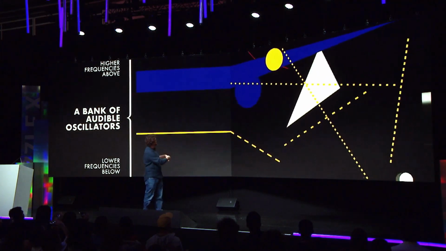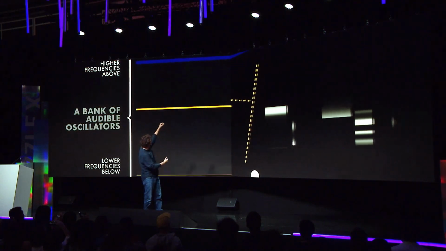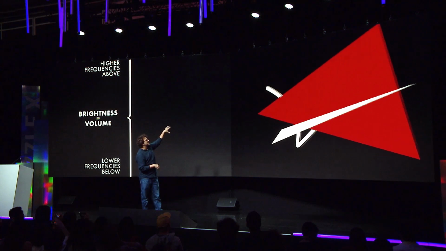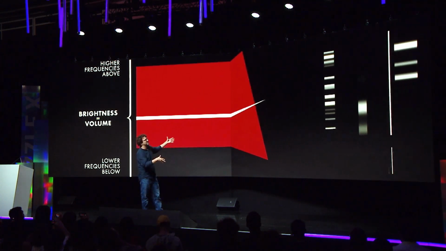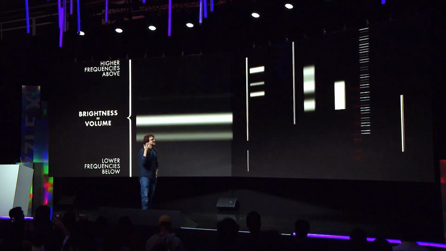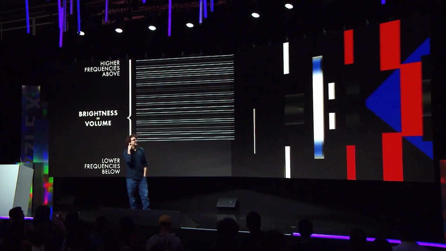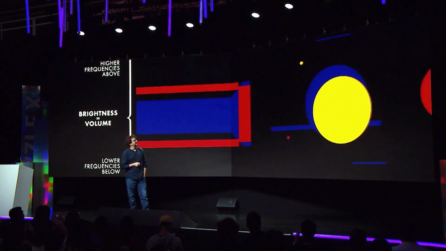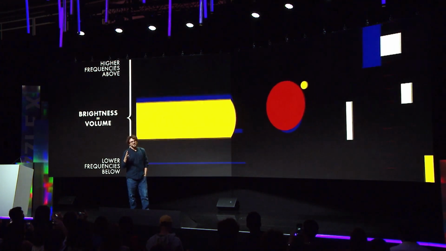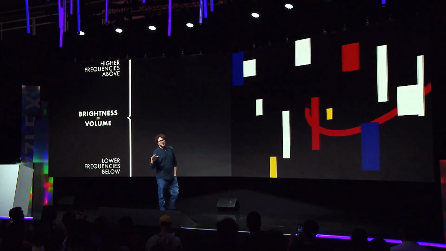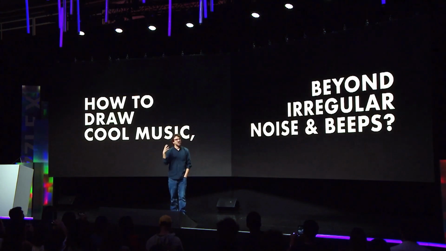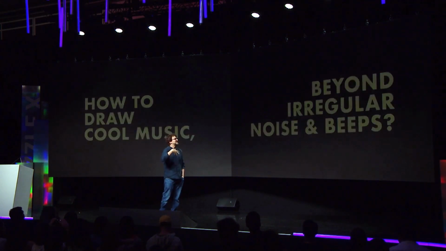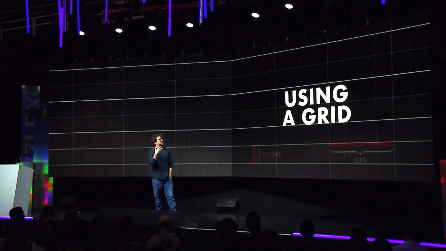So what we did was to analyze these scrolling images from the bottom to the top and assign the brightness of pixels to the volume of oscillators. And we got these results. Which is kind of interesting, but it's also noisy, irregular, it's beeping tones. So the next idea was, how can we make this sound cooler?